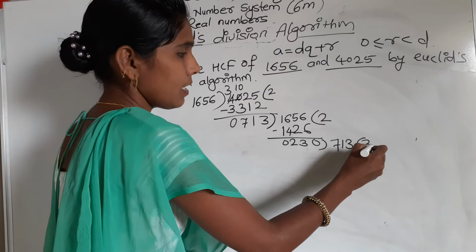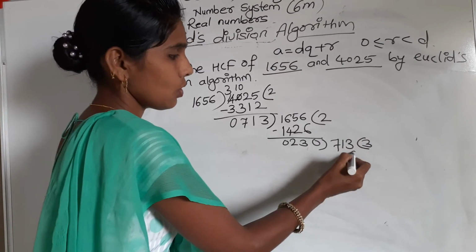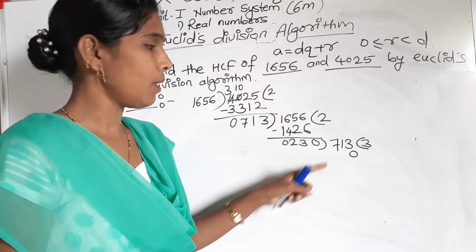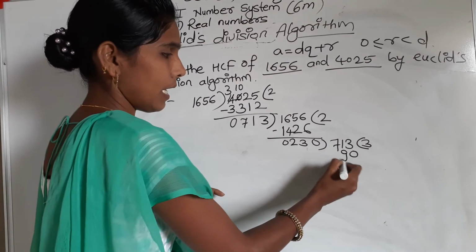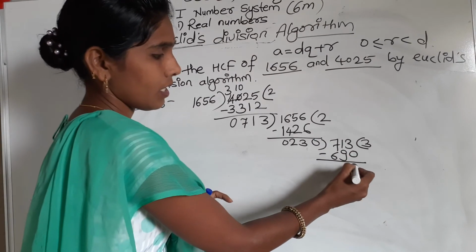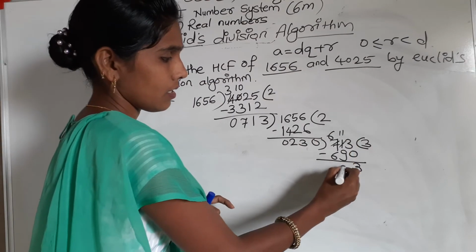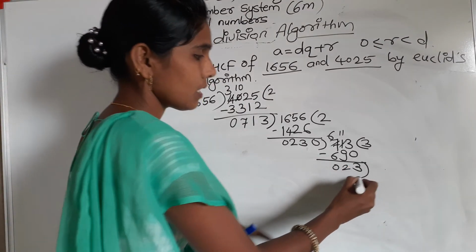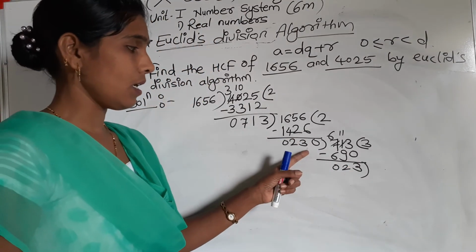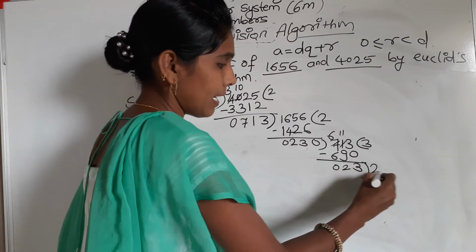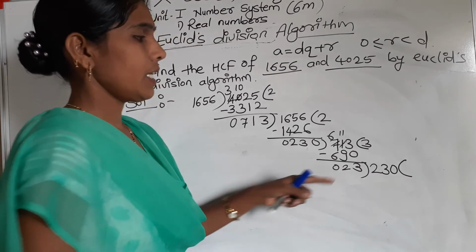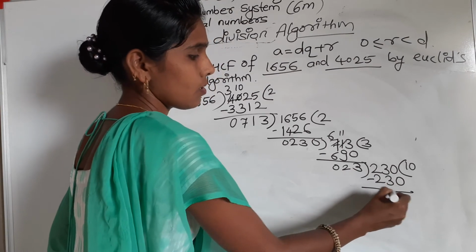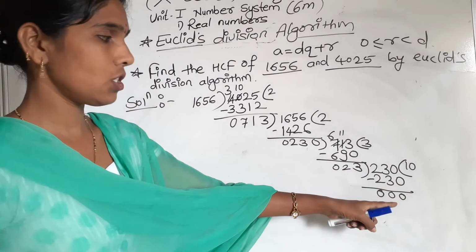Here 3 2s are 6. I will take 3. 3 into 0 is 0. Any number multiplied by 0, or 0 multiplied by any number, we will get 0 only. 3 into 3 is 9. 3 2s are 6. Subtraction here, 3 minus 6 will become 0. Is 23 equal to 0? No. Again we consider this remainder as divisor and the first divisor as dividend. 23 10s are 230. 0, 0. We got the remainder 0.